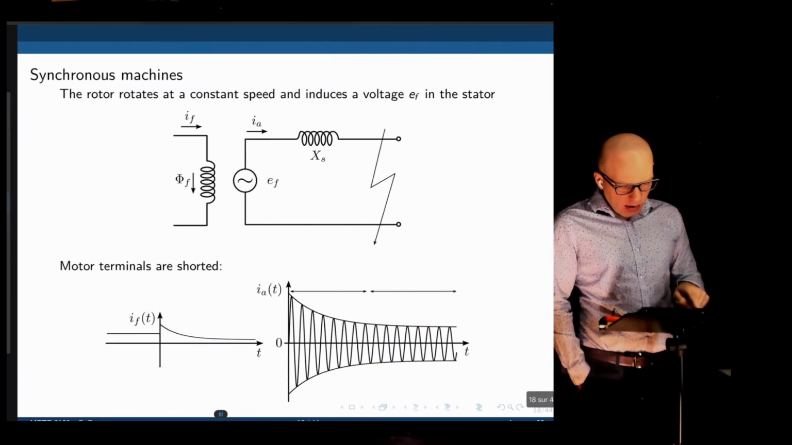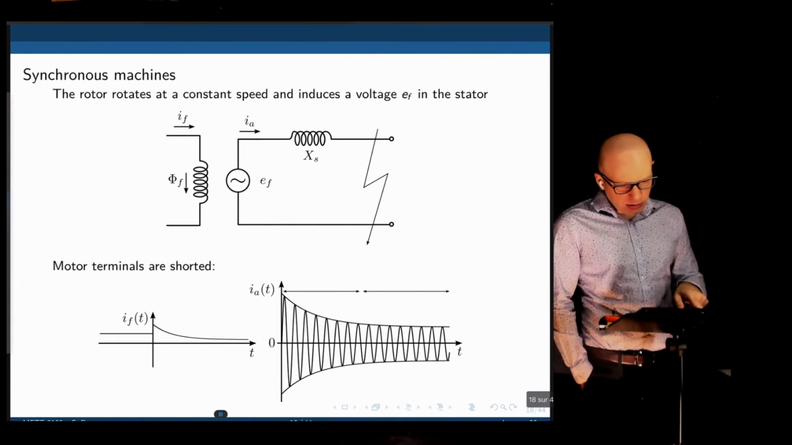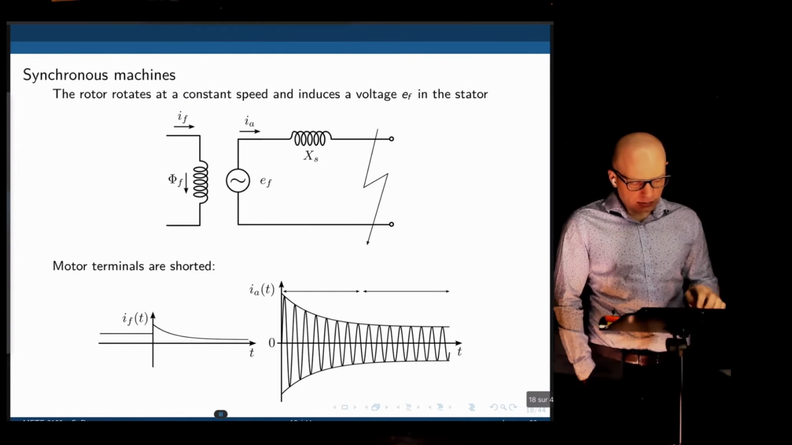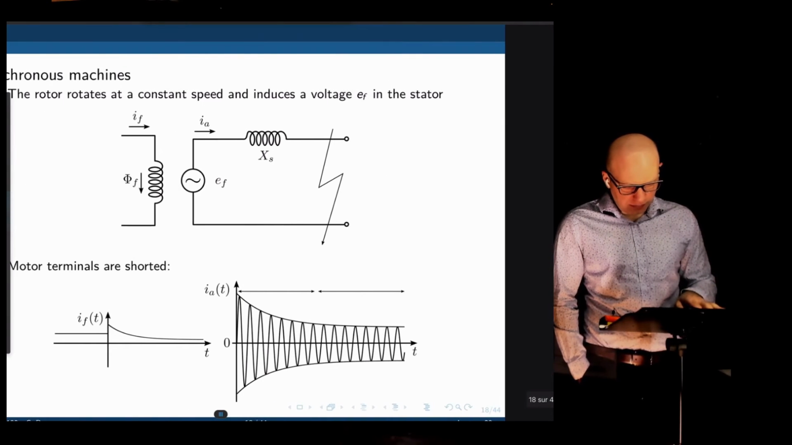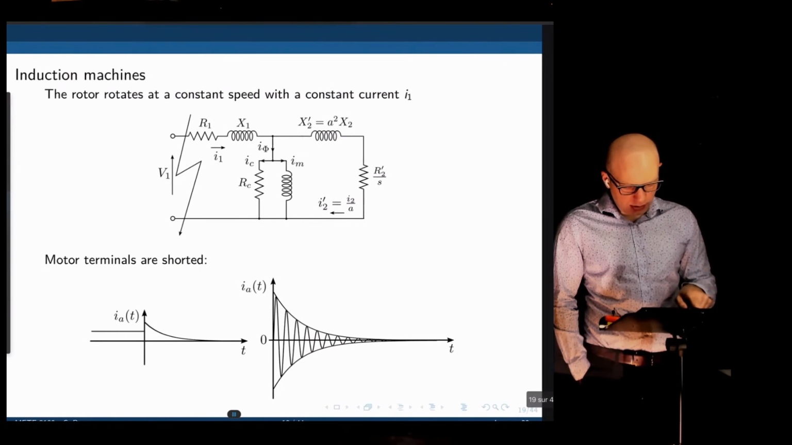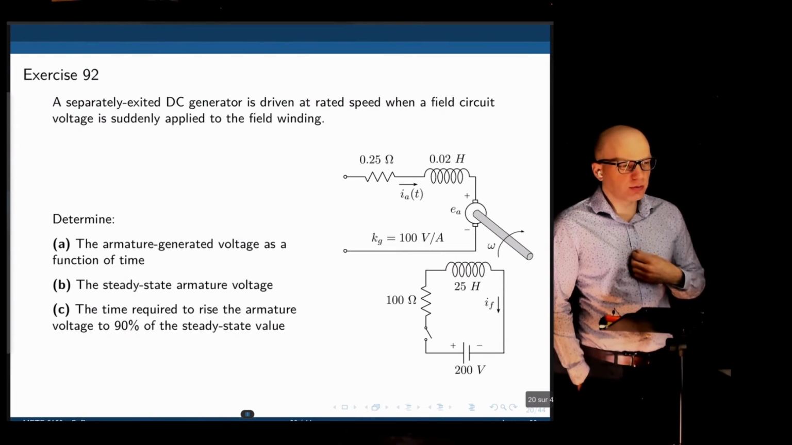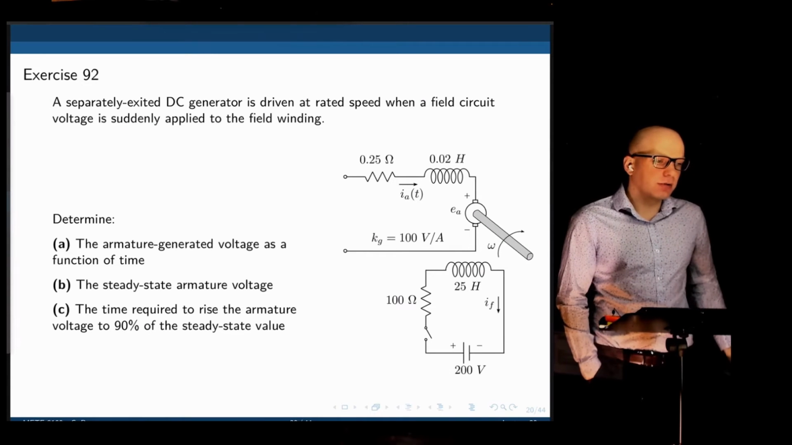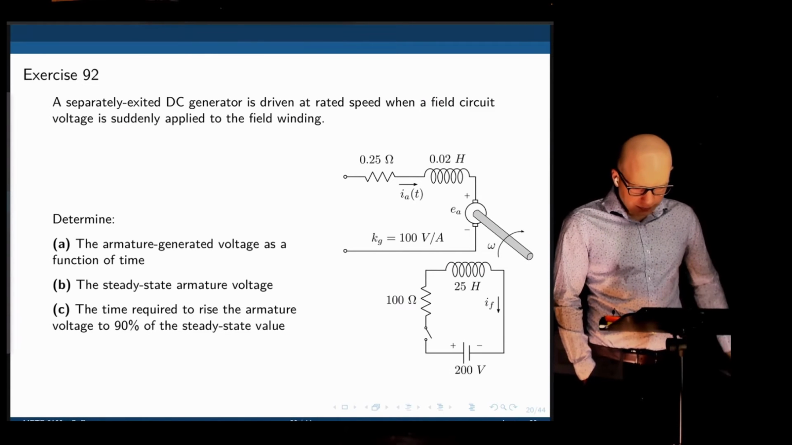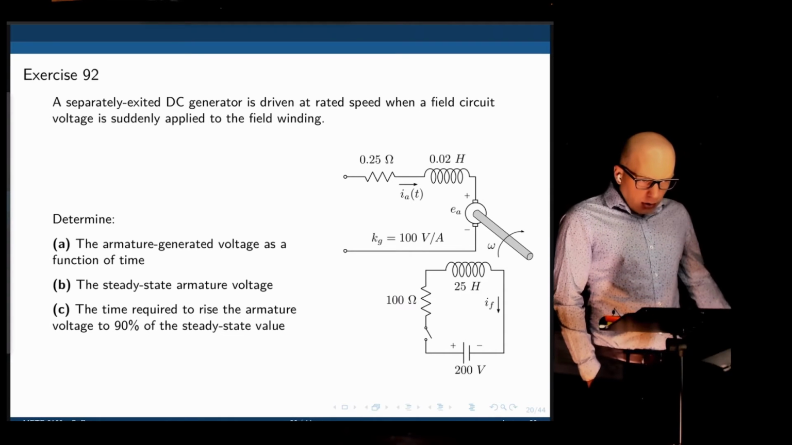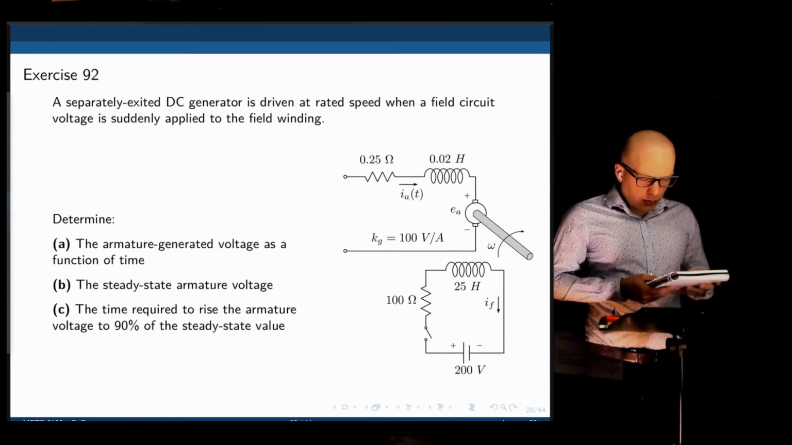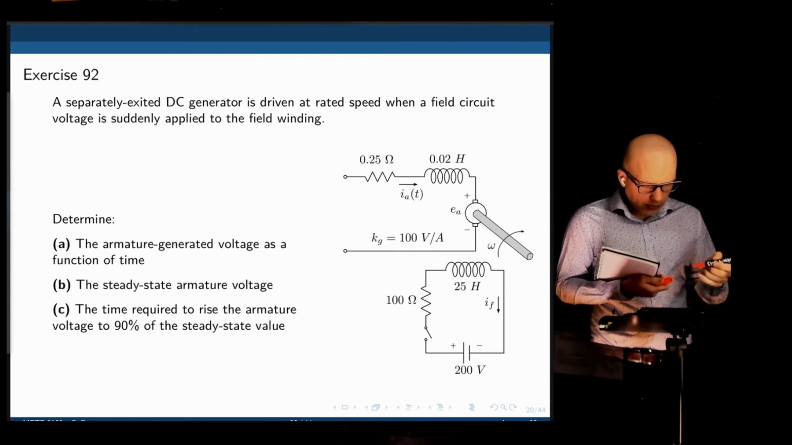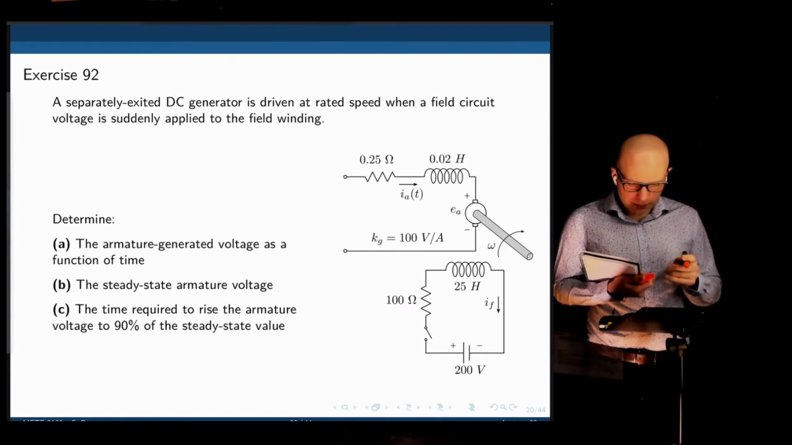Let's move on then. I think you can skip the synchronous machine transient and the induction machine transients. These are just more for information, and I'll let you take a look at this later. For us, when we do our mechatronics projects, we will most likely be utilizing DC machines anyway. Okay, so let's do some exercises then, if there are no questions from you.